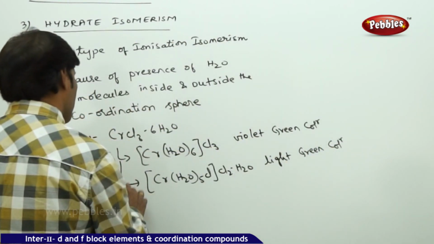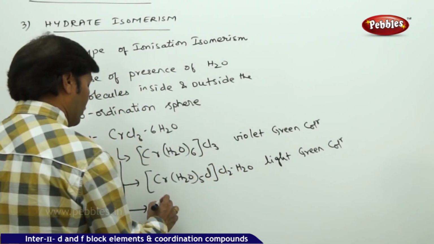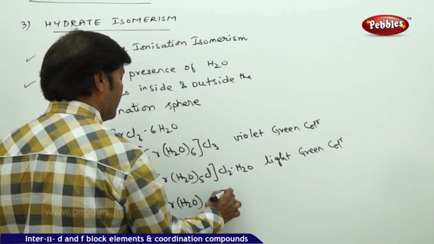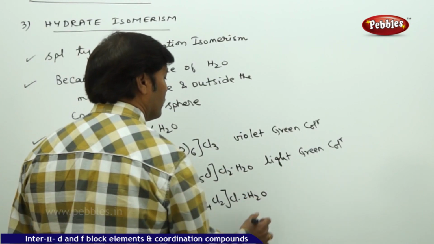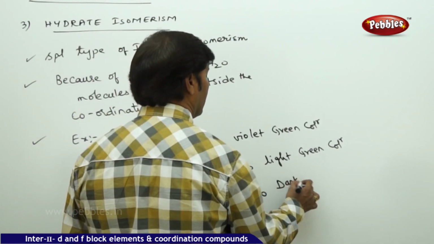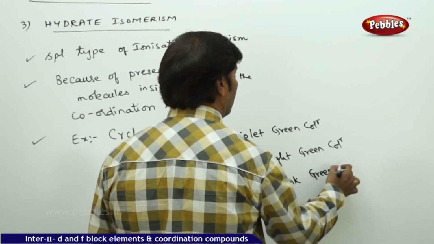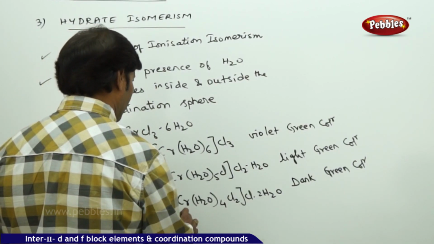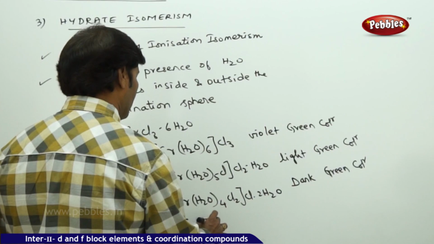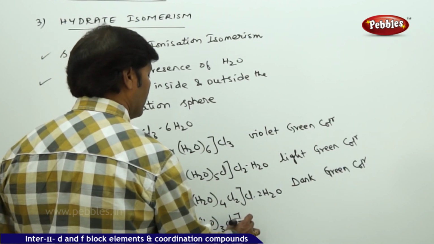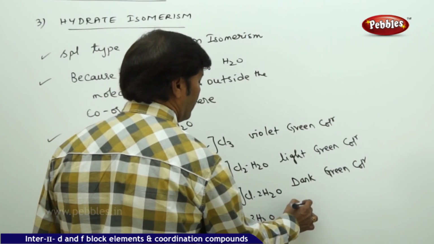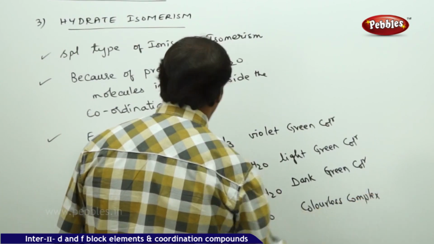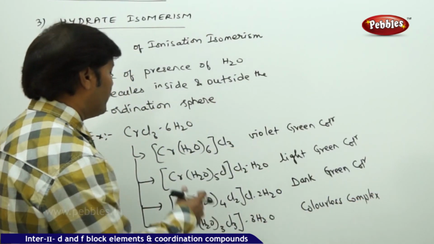This is light green color, and in the next case you bring one more water molecule outside. So chromium of H2O taken 4 times, bring one more chlorine inside, 1 chlorine and 2 H2O. This is dark green color. And the last one is, if you bring all 3 chlorines inside, then chromium of H2O taken 3 times, 3 chlorines, 3 hydrate, then this is going to become a colorless complex.